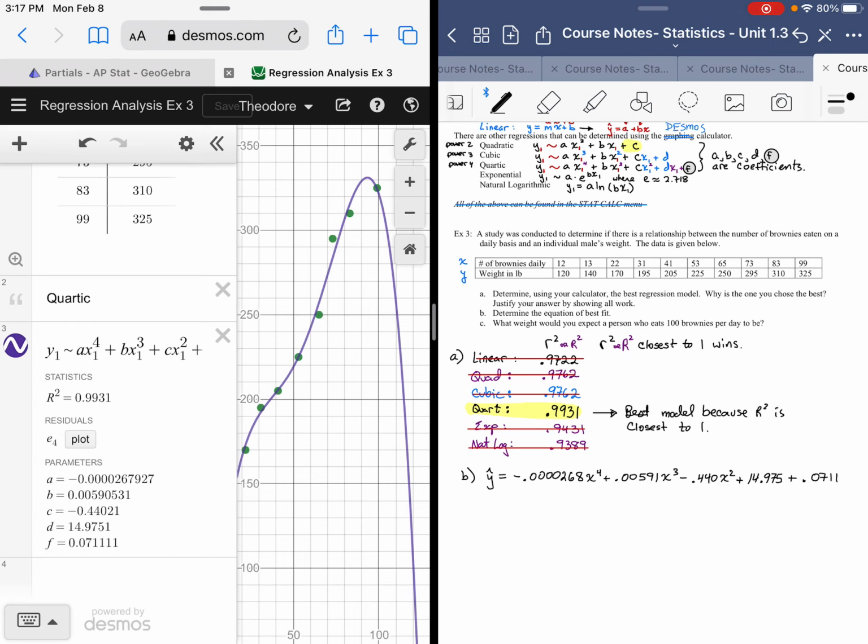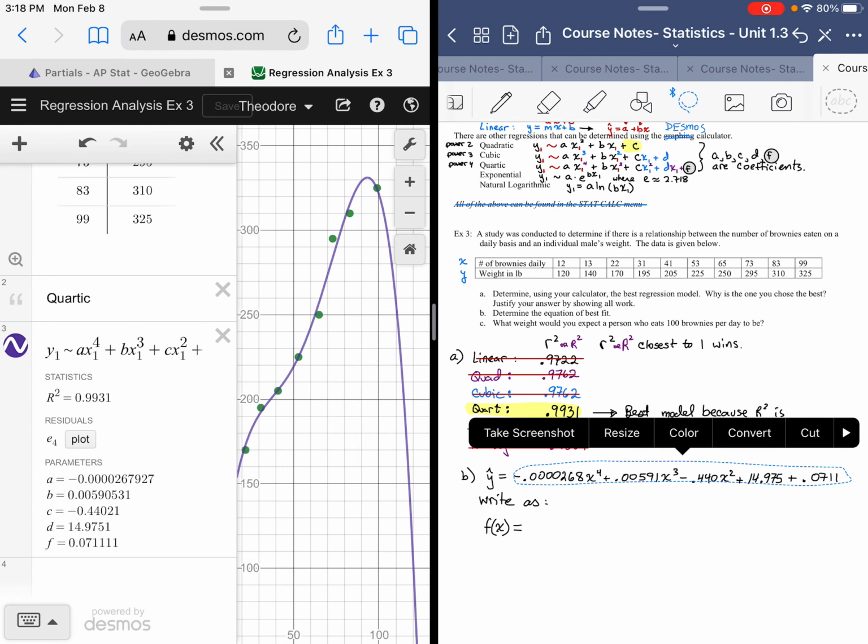Why? Because I want to write this in function notation. All right. So I'm going to write this as f of x equals all that, all this stuff, but in Desmos.